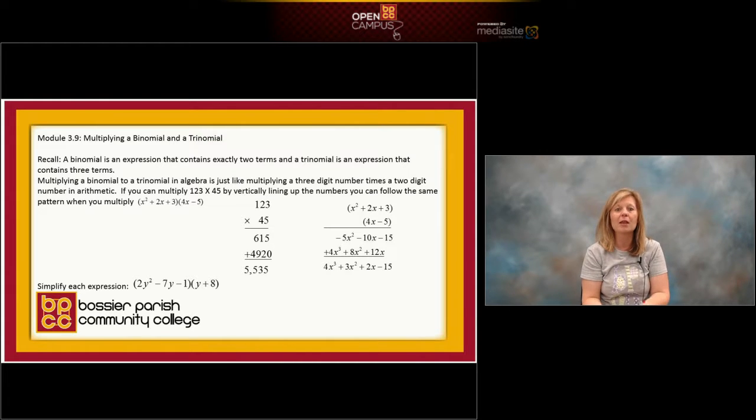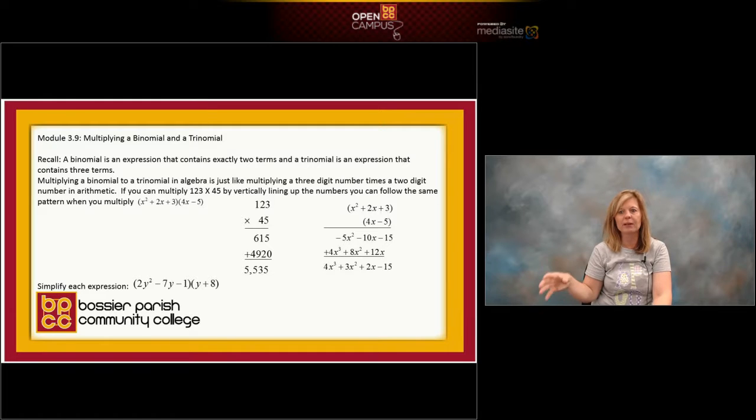If I ask you to multiply the binomial 4x minus 5 to the trinomial x squared plus 2x plus 3, the easiest way to do that is to think about 3rd grade math, to line it up vertically. But when I line it up vertically, I would put the term with more parts first. So I would take the trinomial x squared plus 2x plus 3, write it first, put underneath it 4x minus 5. And then I would start my distributing process.